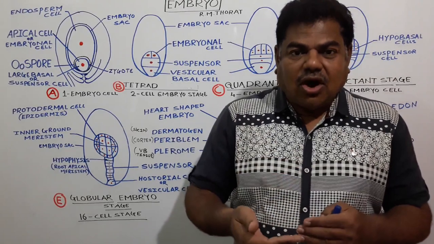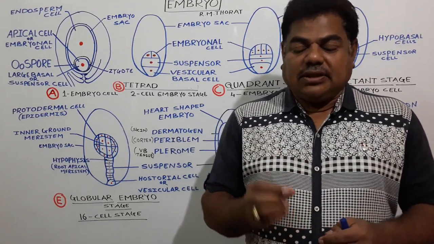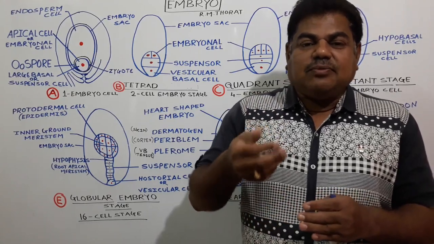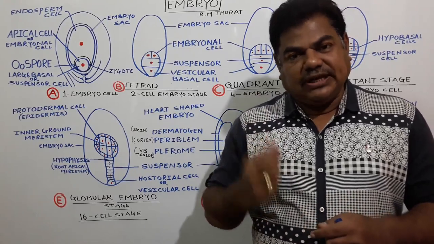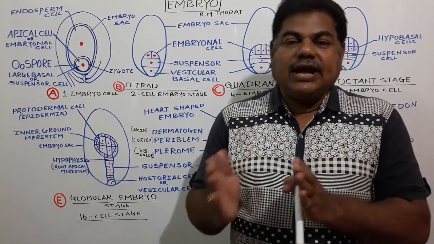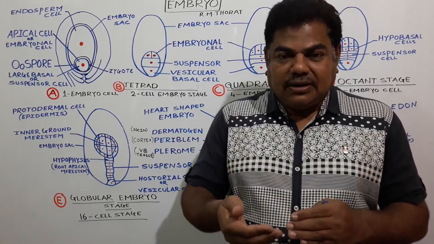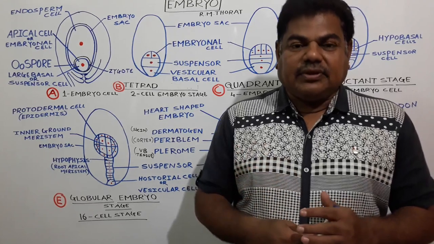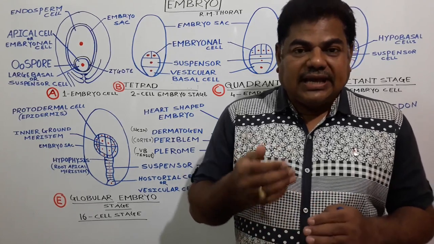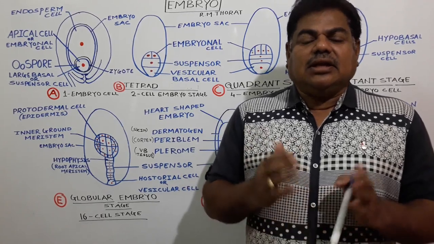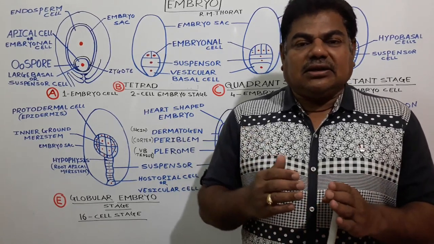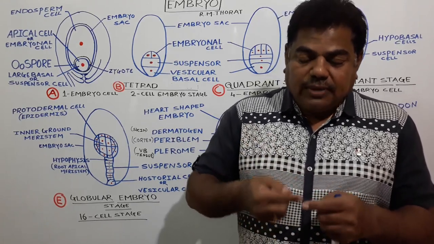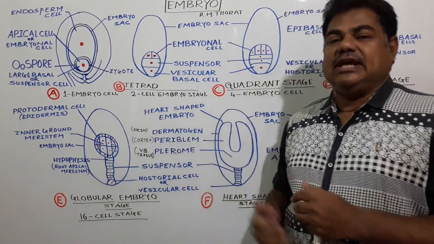Monocot seeds, for example maize, bajra, jowar: how does embryo formation take place in these? And in a dicot seed, for example pea, Pisum sativum, gram, next groundnut, Arachis hypogaea. There are so many examples of monocots as well as dicots. We will see the details of how embryo formation takes place.